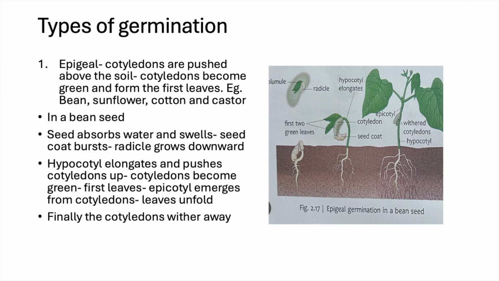In a bean seed, what happens is the seed absorbs water and swells, the seed coat bursts, the radicle grows downward. But the hypocotyl elongates and it pushes the cotyledon up above the soil. So the cotyledons become green and they are the first leaves and they perform photosynthesis. The epicotyl emerges from the cotyledons and then that forms the second leaves. Finally, the cotyledons wither away.